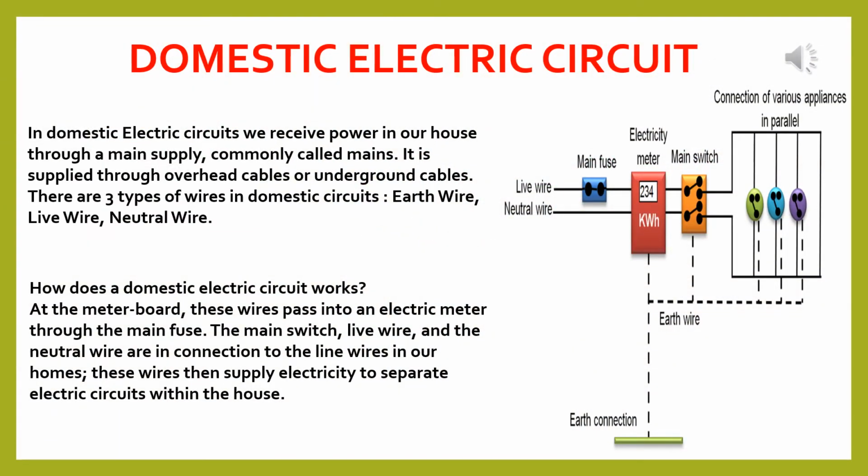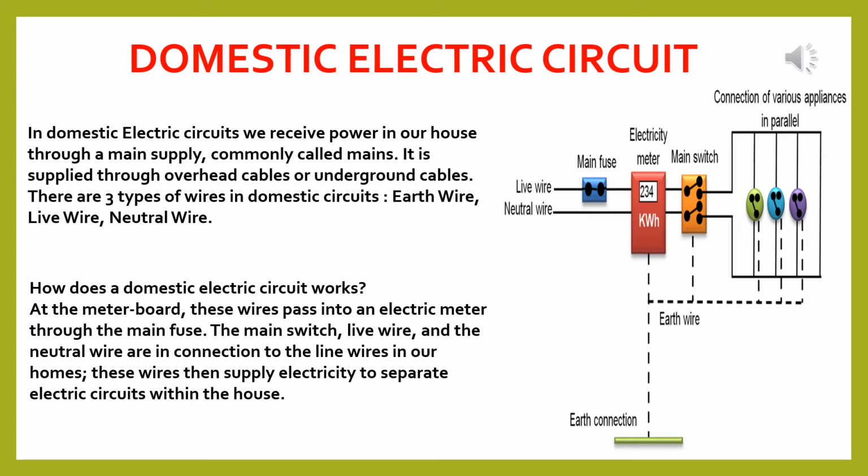Today I am starting with a very interesting chapter, that is domestic electric circuit. Domestic electric circuits generally receive power in our house through a main supply, commonly called mains. It is supplied through overhead cables or underground cables. There are three types of wires in domestic circuits: earth wire, live wire, and neutral wire.